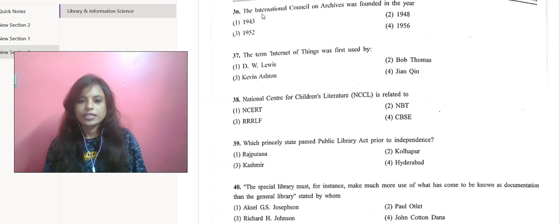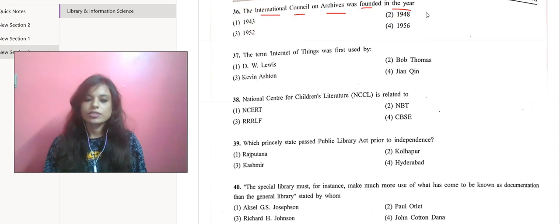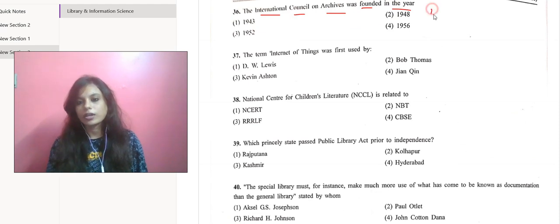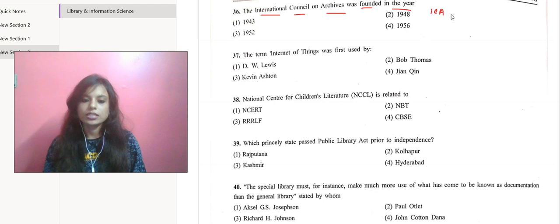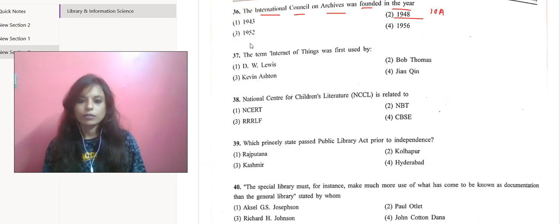The next question says the International Council on Archives was founded in which year? The International Council on Archives, the ICA, is dedicated to the effective management of records and the preservation, care and use of the world's archival heritage through its representation of records and archive professionals across the globe. It was founded in the year 1948. Moving over to the next question. The term Internet of Things was first used by whom? It was used by Kevin Ashton in 1999.